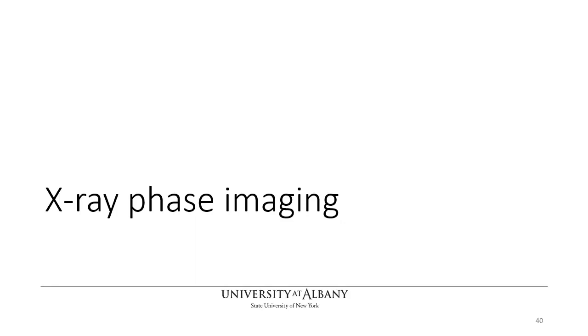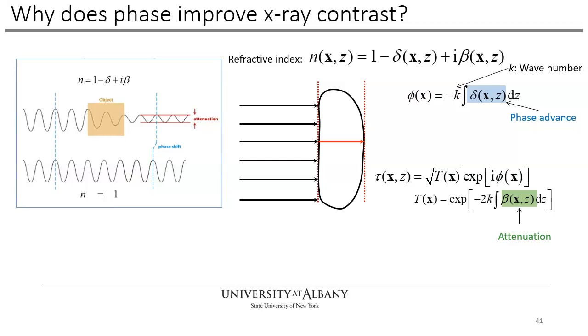I'll try to be relatively quick. The second thing we do is X-ray phase imaging. So X-ray phase imaging, again, Vivek, to come back to your question, what we're trying to get out is subtly different than what we're trying to get out with visible light. So in X-ray imaging, we're primarily interested in imaging low density materials.